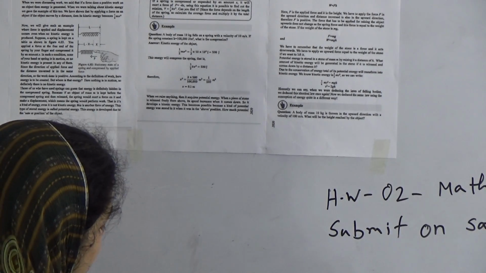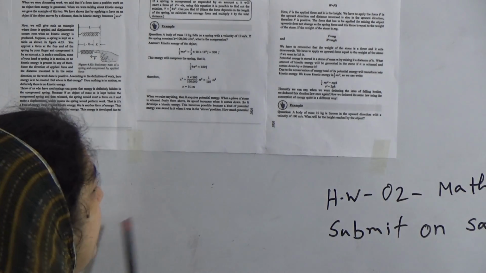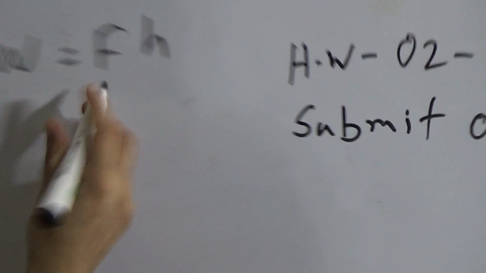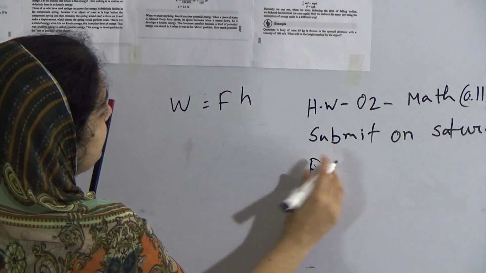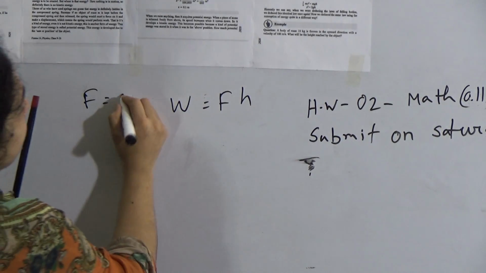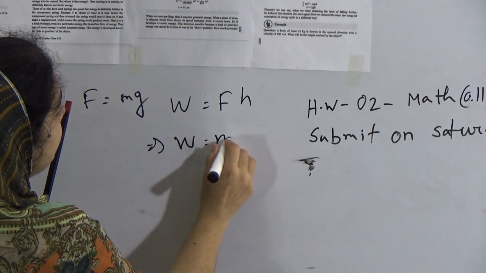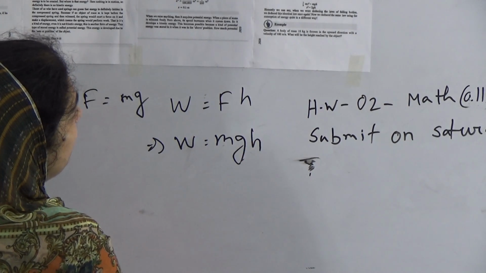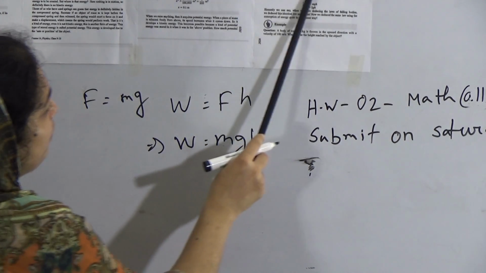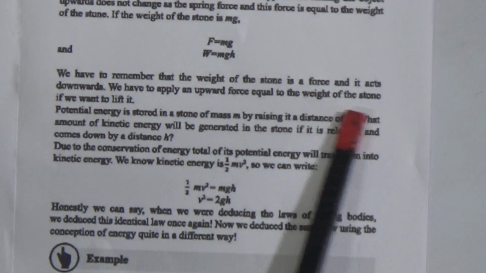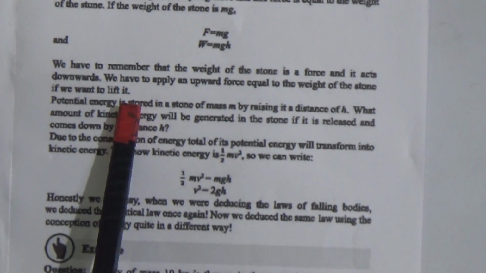Now I will show another equation. Here W equals Fh, we know W equals Fh, and we know another formula, F equals mg. So putting this value, W equals mgh. We have to remember that the weight of that stone is a force and it is downward, and we have to apply an upward force equal to the weight of the stone if we want to lift it.